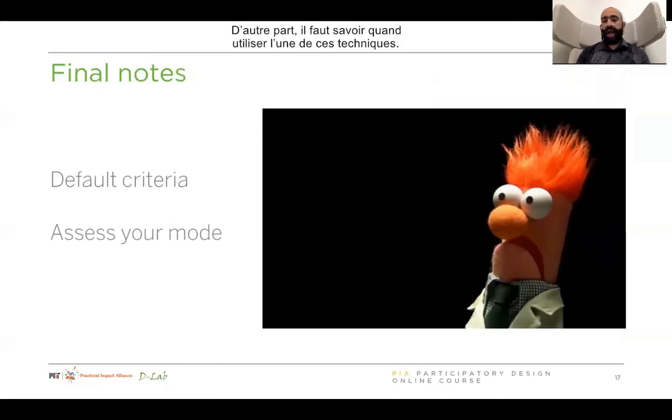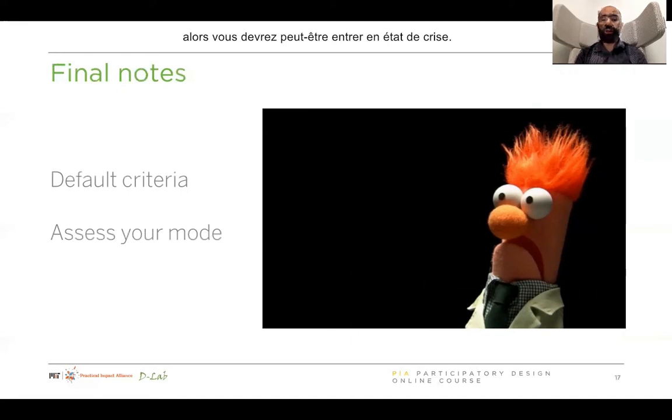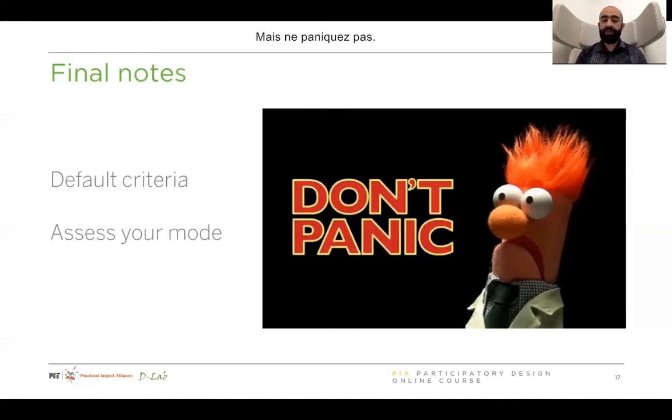The other thing is how to know when to use one of these techniques. So ideally, you'll need to assess what your mode is. And this has to do with the question I asked you before about how much time you have to invest. So if you see that your teams are having trouble coming up with a consensus, then you may want to enter crisis mode. But don't panic. Some of these collective decision-making tools can make your life easier and can help teams come to consensus.